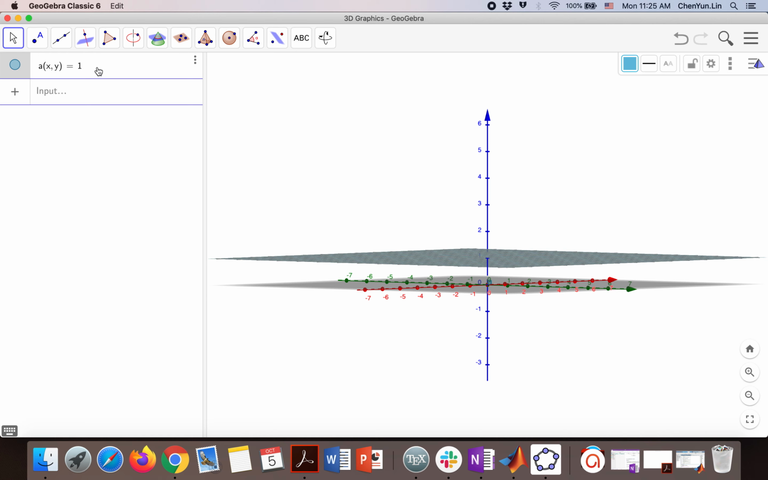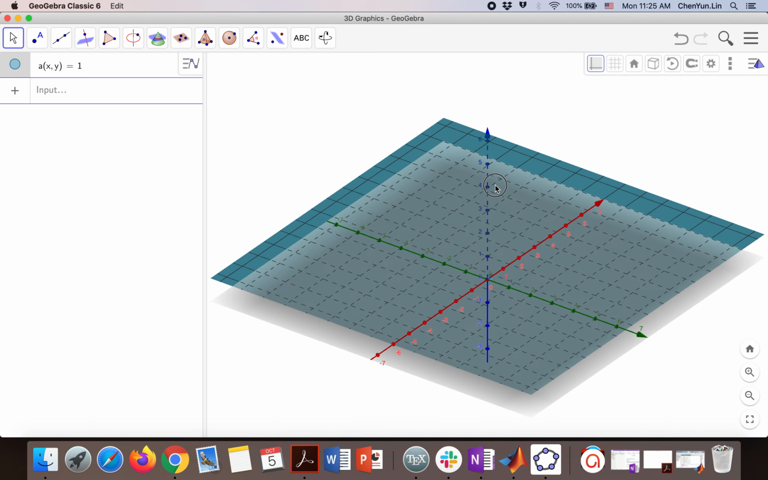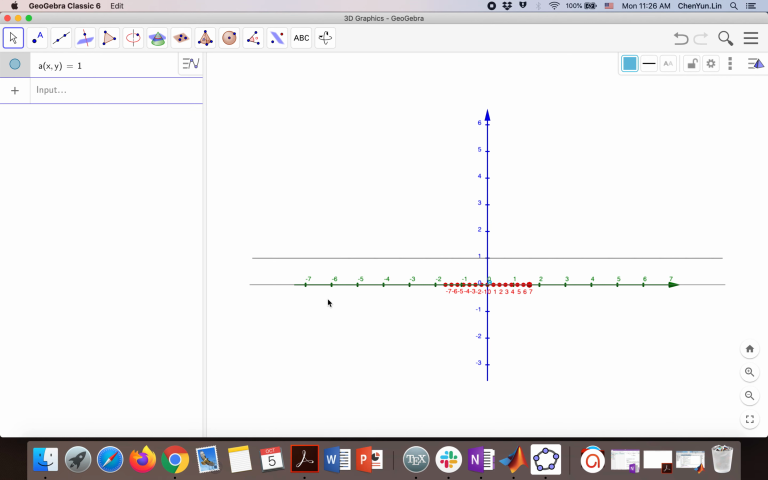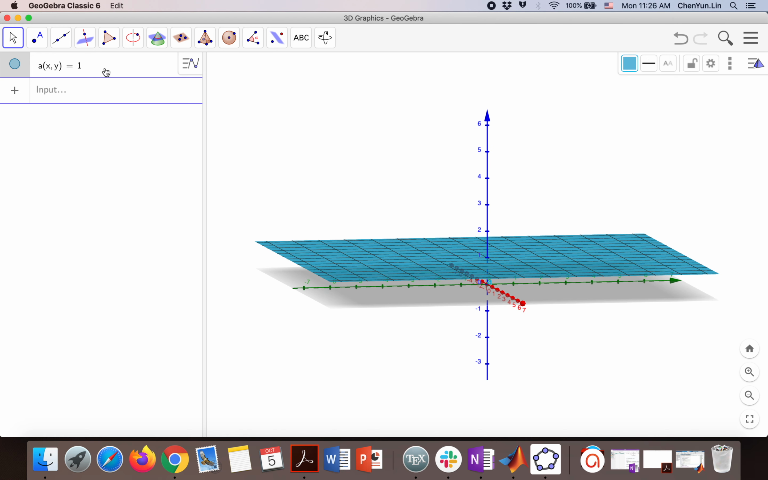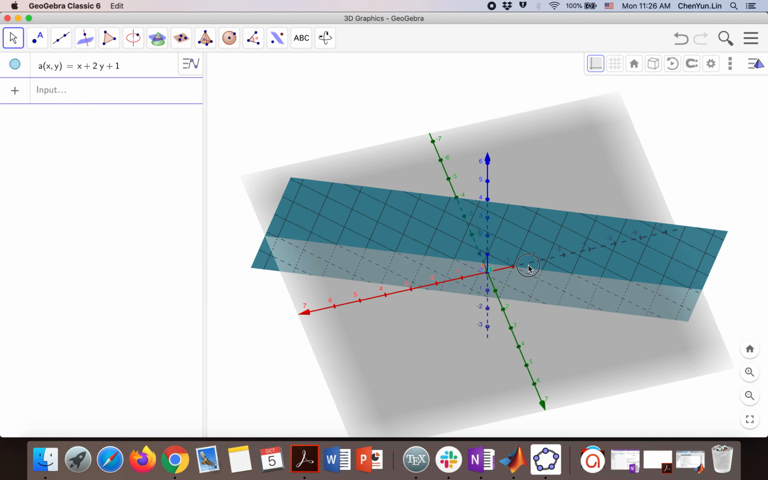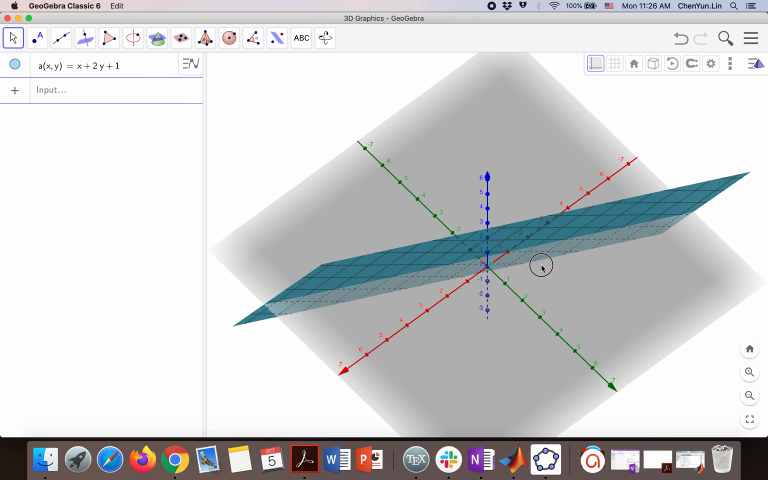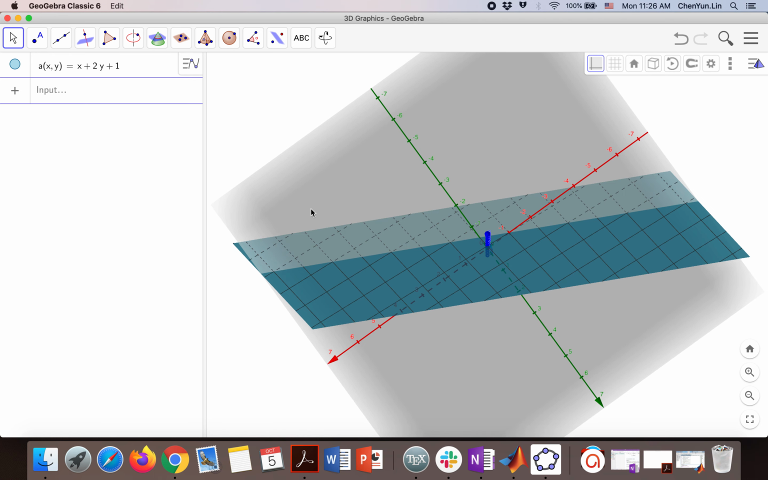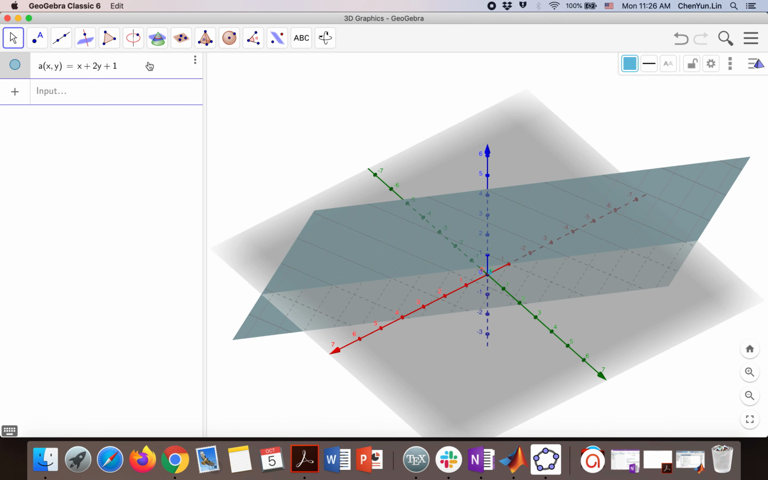Okay, so I'm going to show you a few examples. So here we have a constant function. A constant function gives us a horizontal plane, as you can see over here. If I tilt it a little bit, that's what you get. If I have a function defined linearly, meaning both the degree of x and y is 1, then I get a plane. So this sort of function is called a linear function.